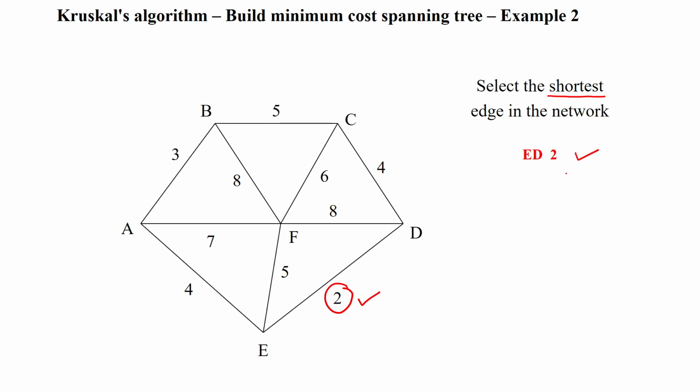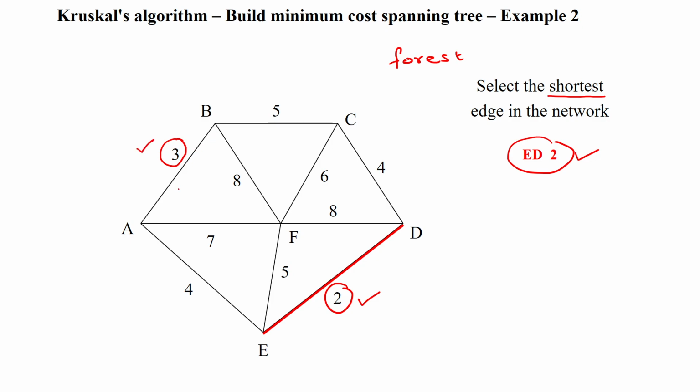So now the edge is going to be added to the forest. In Kruskal's algorithm, we select the minimum weight edge, then that will be added into the forest. So now E and D is selected, and we are adding it into the forest. Then select the next minimum weight edge. Here the next minimum weight edge is 3, which is going to be selected.